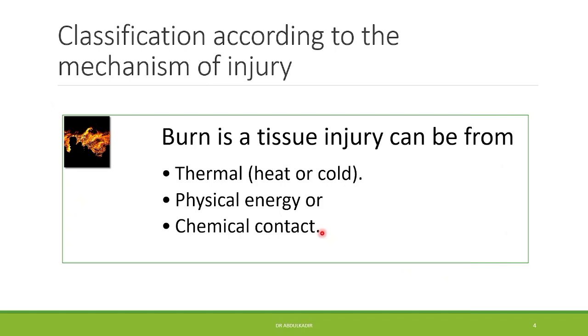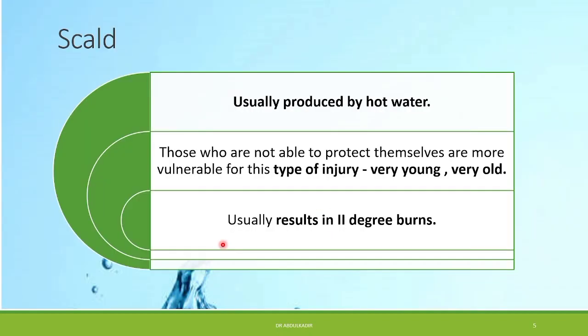Classification of burns. We can classify in different aspects. First, according to the mechanism of injury, we can classify burns into thermal, physical, and chemical burns. Thermal burn can be hot or cold. Then we can have physical energy, which is electrical burn, and we can have chemical burn. A scald burn is a part of thermal burn. It is usually caused by hot water.